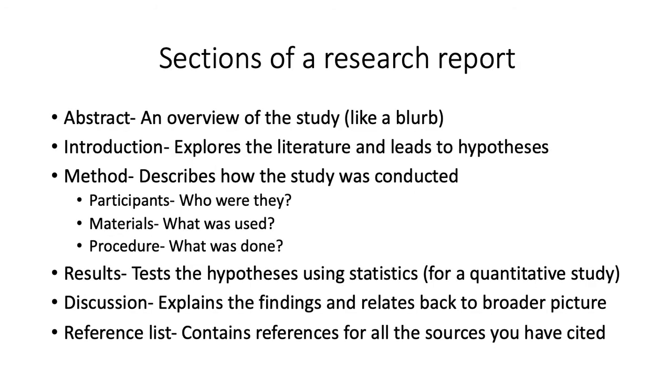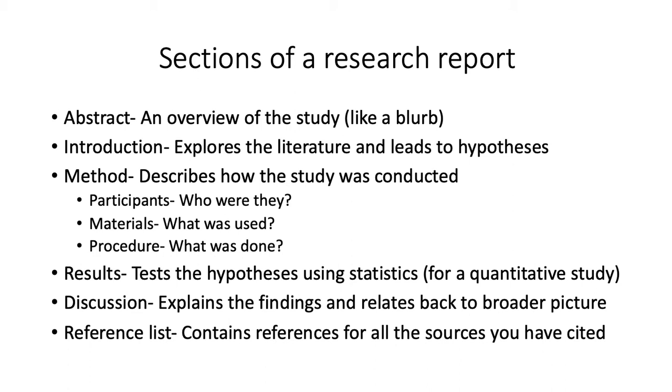There are 6 main sections of a lab report. The first section that the reader will see is the abstract. This is like an overview of the study, so you can think of it as being a bit like a blurb of a book. Except unlike a blurb, there won't be any suspense, so you'll be telling the reader up front what all of the key details of the study are.